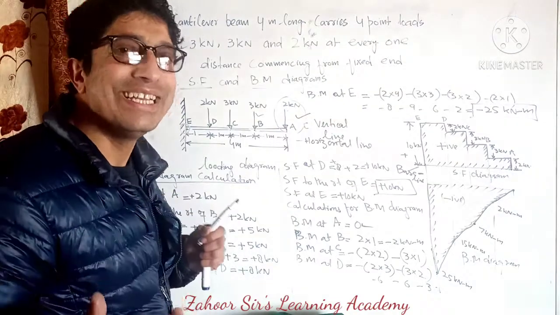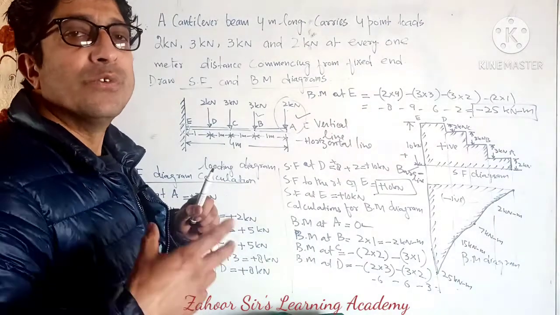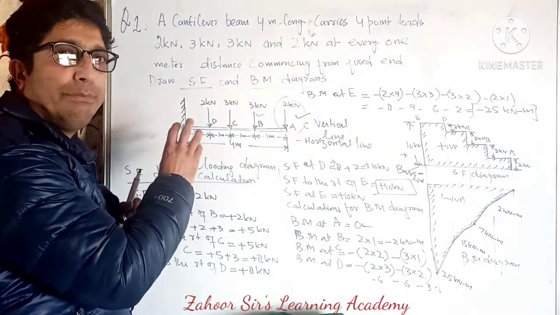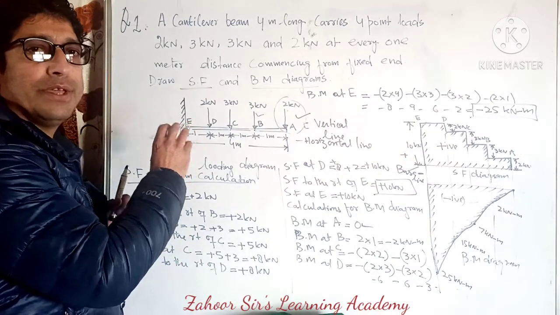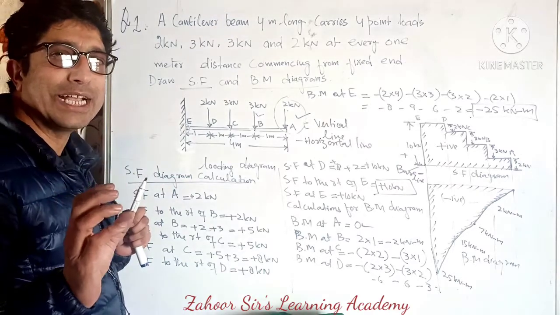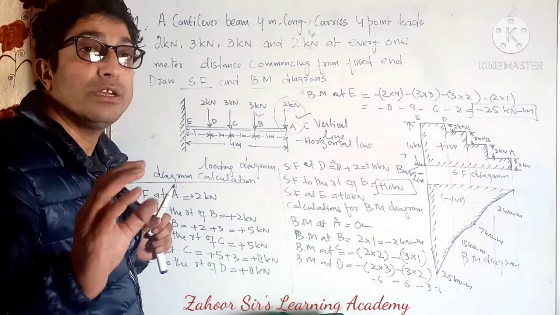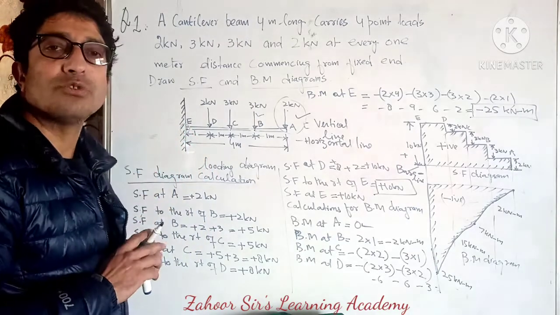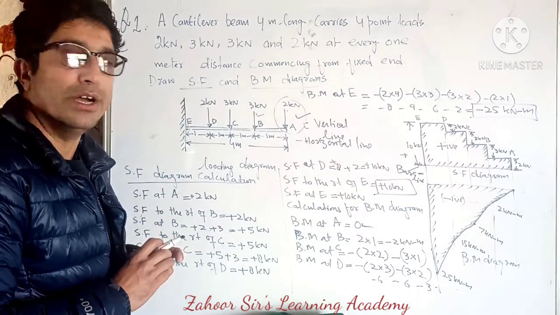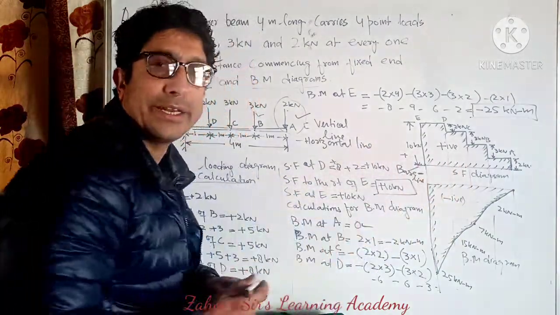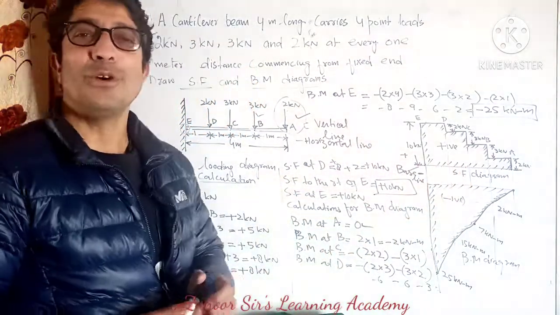What we have learned from this question: in case of a cantilever beam, the maximum shear force and the maximum bending moment occur, which means the failure could occur, at the fixed end of the beam. That is what we have learned from these calculations and from these two diagrams. I hope you got this question.